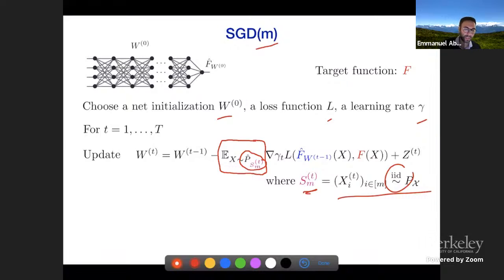Okay, so you iterate this up to capital T time, and you produce a function which we shall denote typically f of W at time capital T. All right, so that's for the SGD.